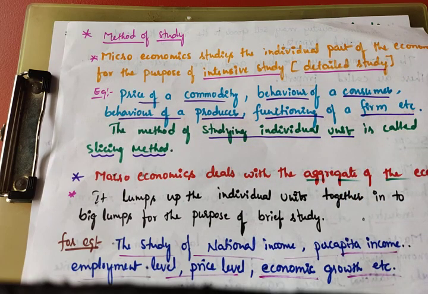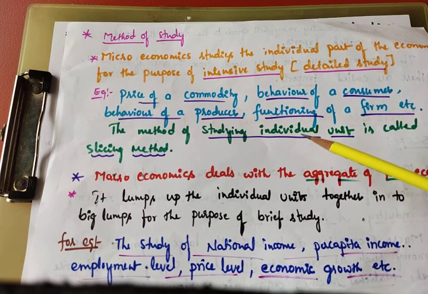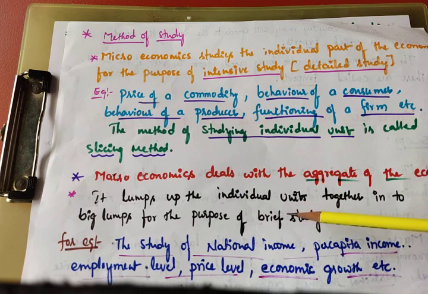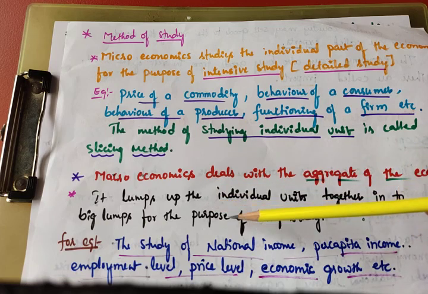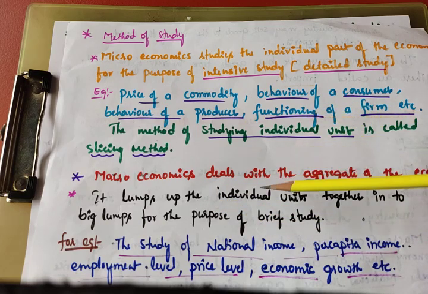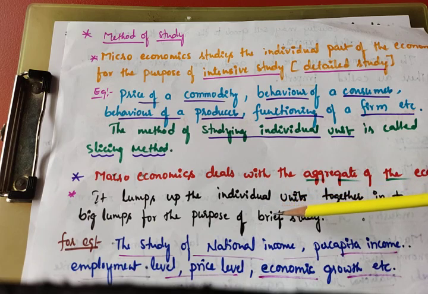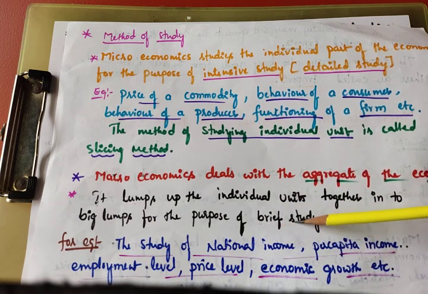Macroeconomics deals with the aggregates of the economy. Aggregates are like a lump of the individual units. Microeconomics studies only small units, but macroeconomics lumps up the individual units. Lumps up means combining all or gathering all, a totalized aggregate. It studies the lumps of the individual units together, combined into big lumps, for a brief study.